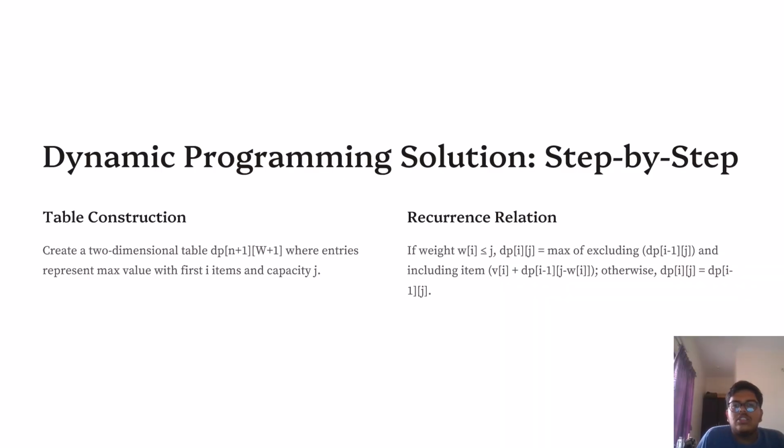Dynamic programming solution, step by step. Table construction: create a two-dimensional table dp of size n plus 1 by W plus 1, where entries represent the maximum value with the first i items and capacity j. Recurrence relation: if weight w_i is less than or equal to j, dp[i][j] is equal to the max of excluding the item, dp[i-1][j], and including the item, v_i plus dp[i-1][j-w_i]. Otherwise, dp[i][j] is equal to dp[i-1][j].